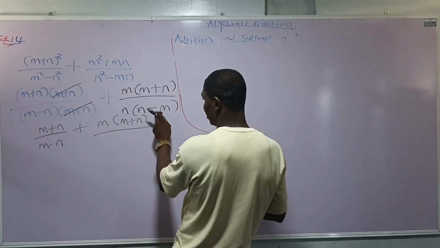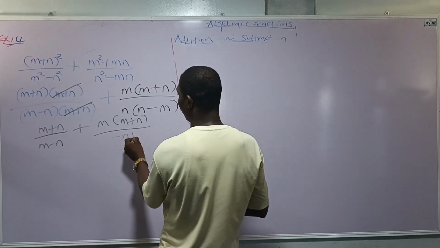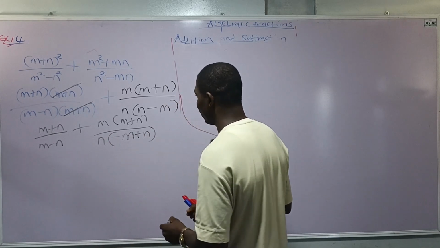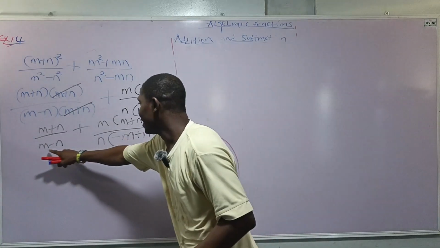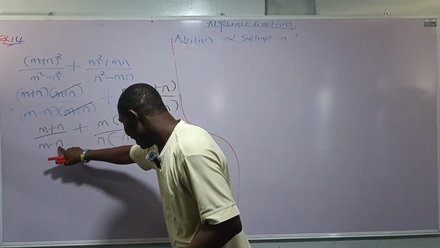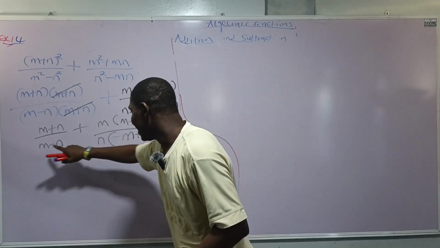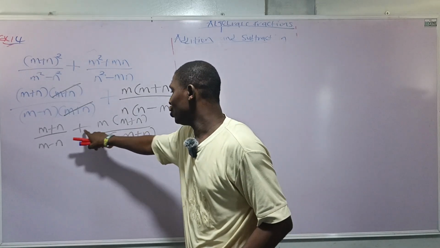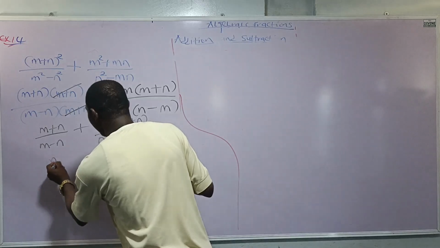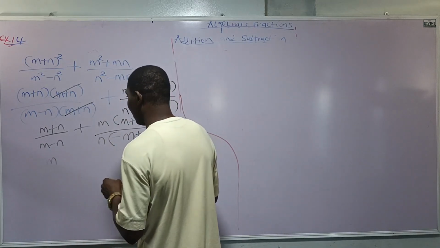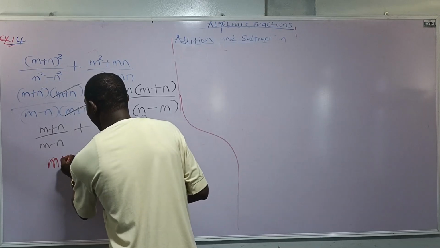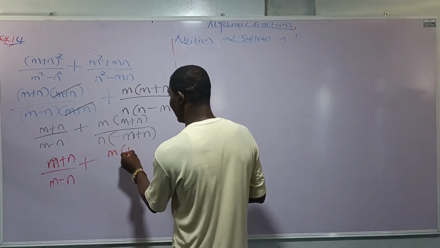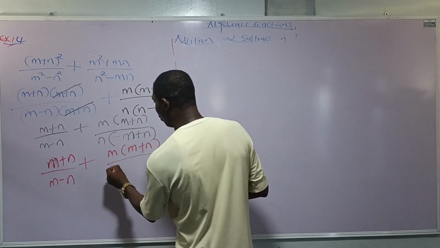I can rearrange this to give me negative n, negative (m plus n), close bracket, with n at the front. I only rearrange this so that since m comes first, n follows. Now you see that here is m, here is negative m. Here is negative n, here is positive n. So I can change this and change this bracket. So I have m plus n all over m minus n plus m(m plus n) all over n in bracket.